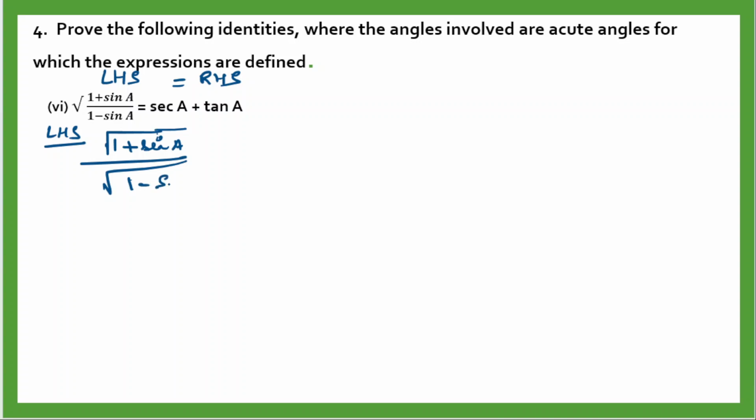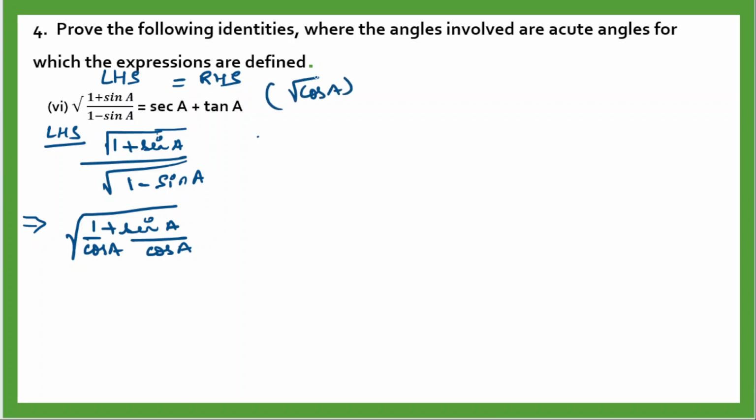Now what we are going to do? We are going to divide our numerator and denominator by under root of cos a. So it will become under root of (1 plus sin a) divided by cos a, because we are dividing by under root of cos a. So we can write this under root of cos a in whole under root, divided by whole under root of (1 divided by cos a minus sin a divided by cos a). We can write it like this.